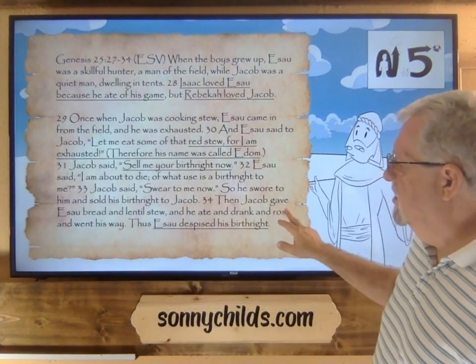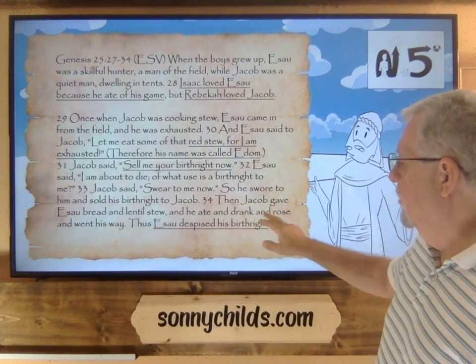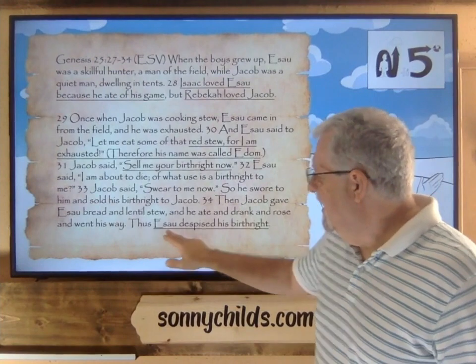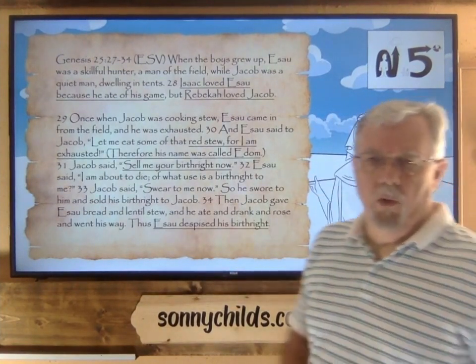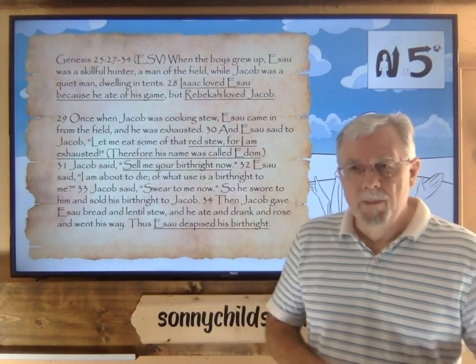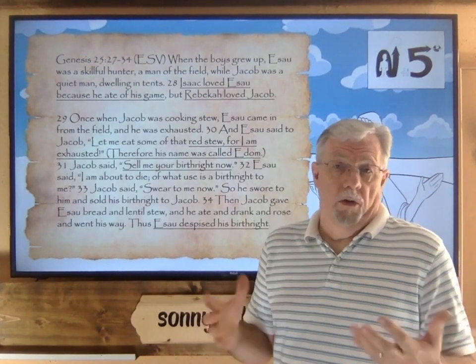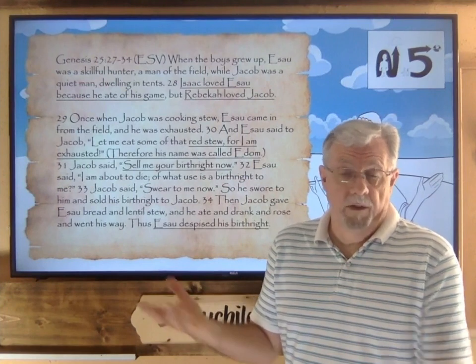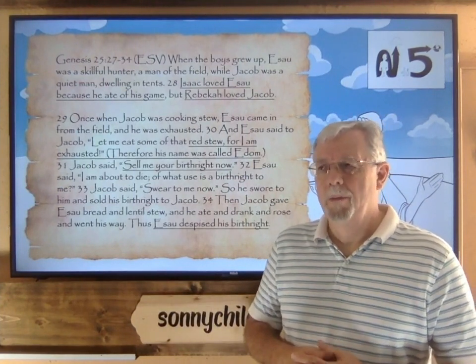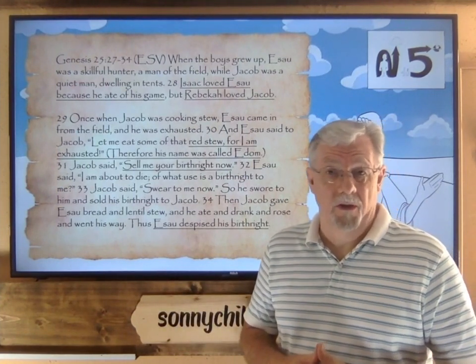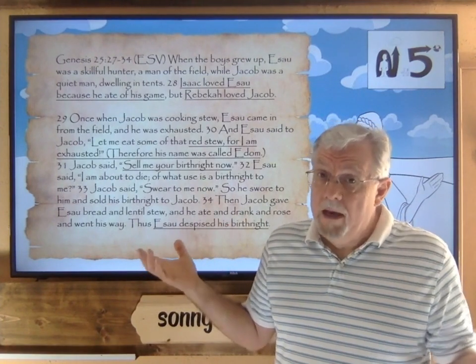Then Jacob gave Esau bread and lentil stew, and he ate and he drank, and he rose and went his way. Thus Esau despised his birthright, probably because it always now comes back to haunt him. I'm no longer the main man in the family. But also probably because he never really treasured it in the first place. He didn't evidently think of it as being all that important.